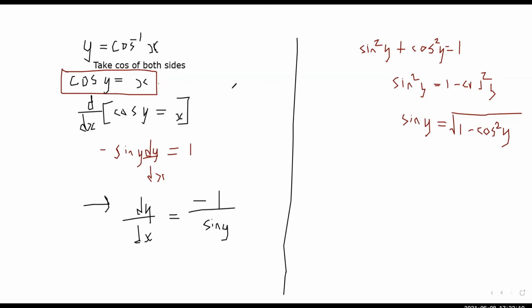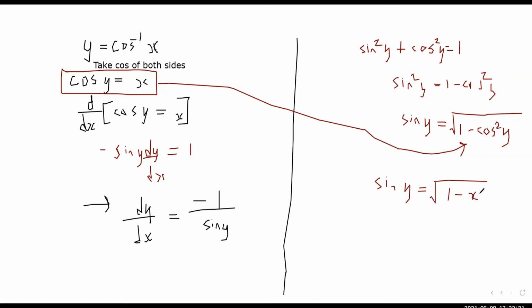So we can plug in cos y right in here, because cos y is x. So that means that sine y is now going to be equal to the square root of 1 minus x squared. Once we get this, now we can plug sine y being the square root of 1 minus x squared in this formula.